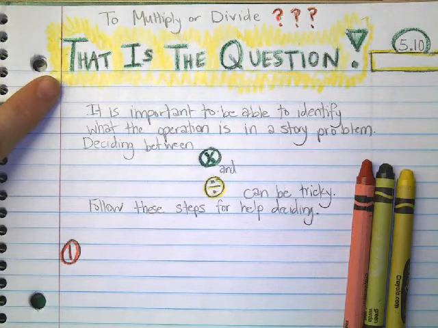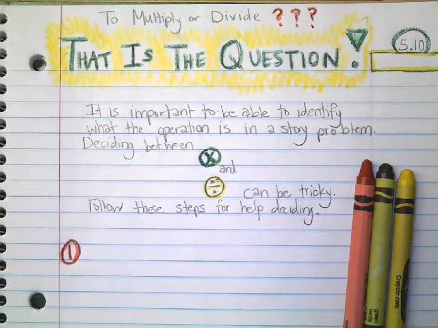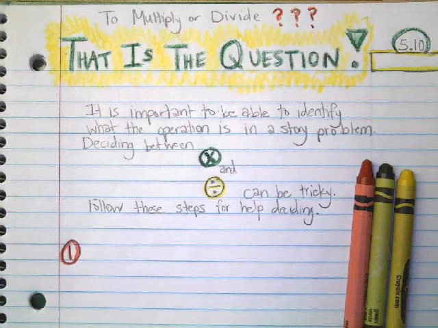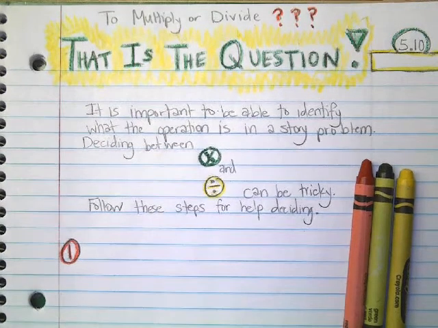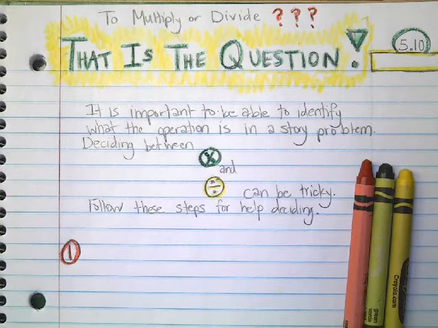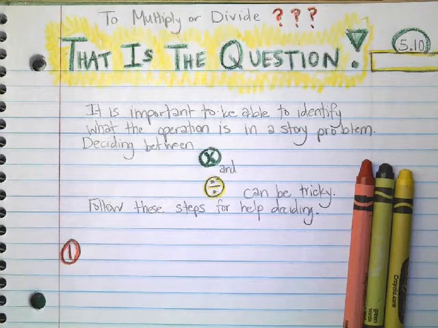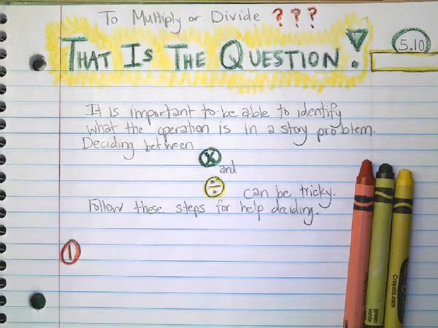So you can do that with your yellow crayon, but push pause on your journal video until you get all of this written. Okay, so welcome back. You should have written all of this down. So it says, it is important to be able to identify what the operation is in a story problem. Deciding between multiplication and division can be tricky. Follow these steps for help deciding.